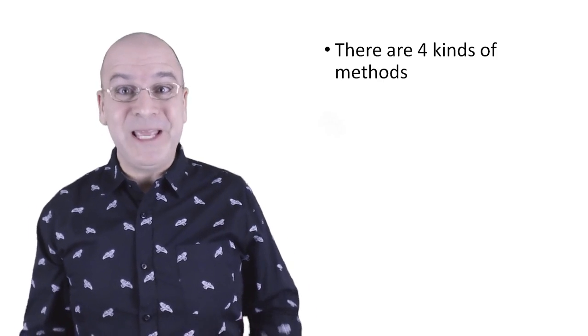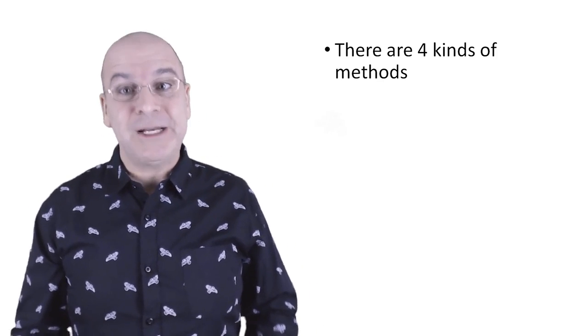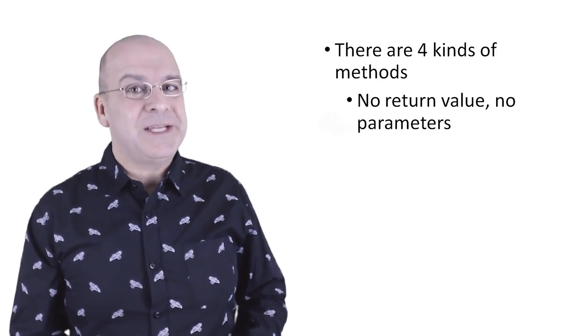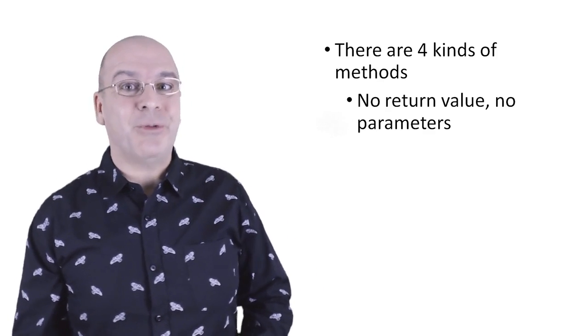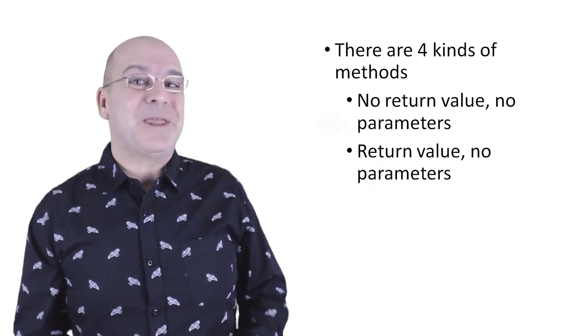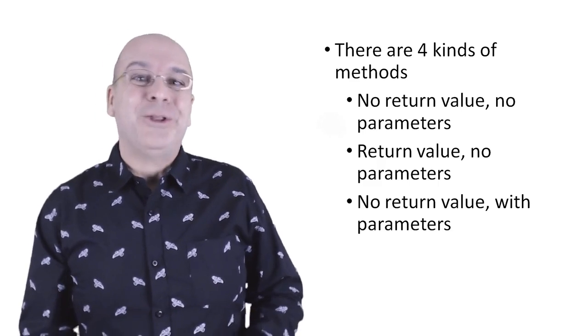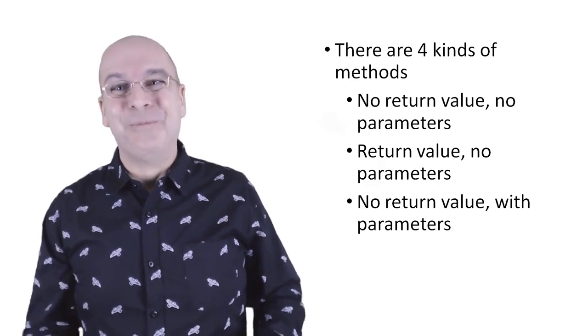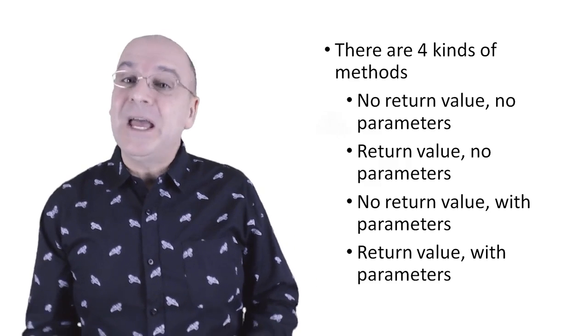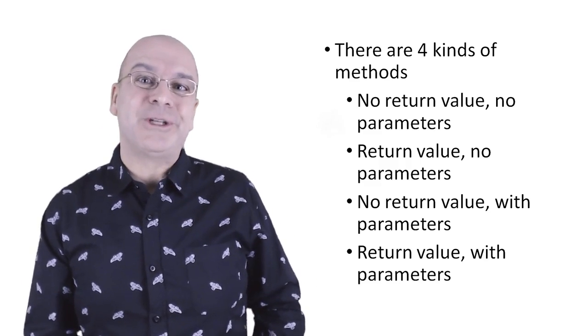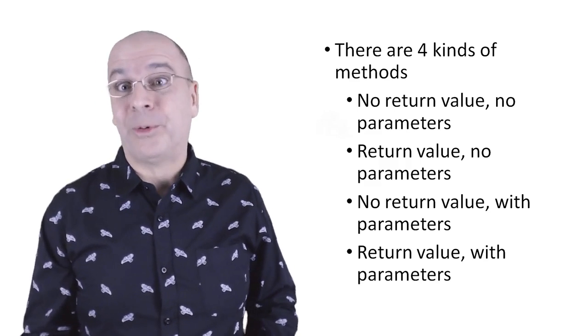As I mentioned at the beginning of this lecture, there are 4 kinds of methods. There's a method that doesn't return anything and doesn't require any parameters. There's a method that doesn't return anything and does require parameters. There's a method that returns something but doesn't require parameters. And finally, we have a method that returns something and requires 1 or more parameters.